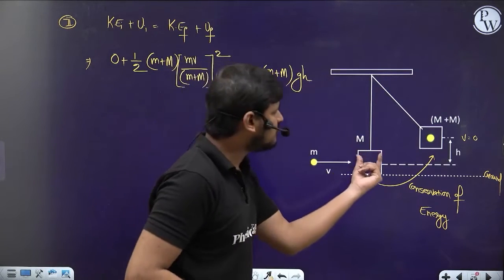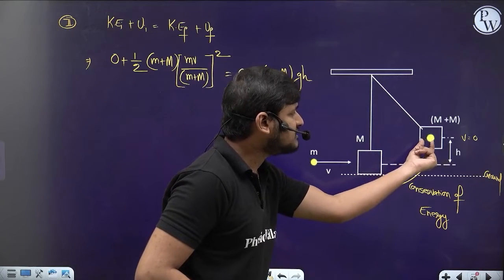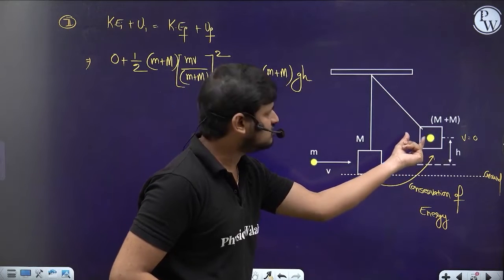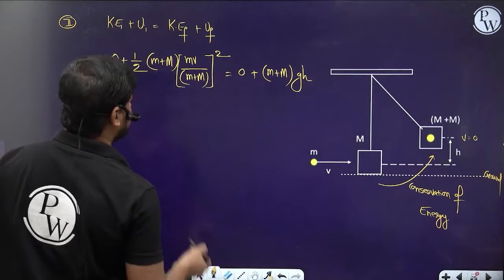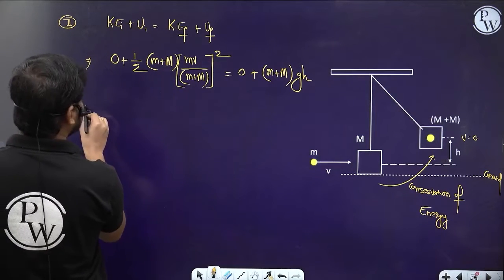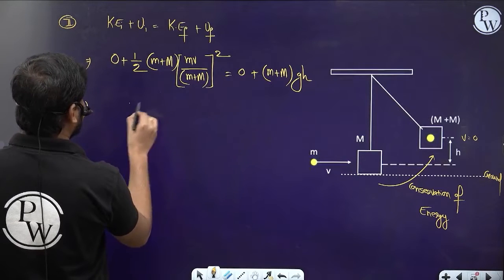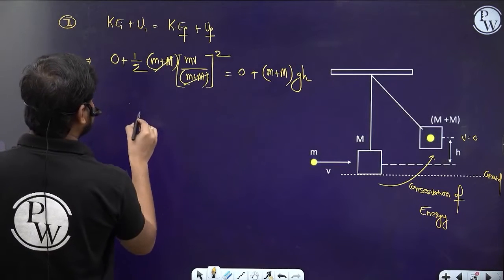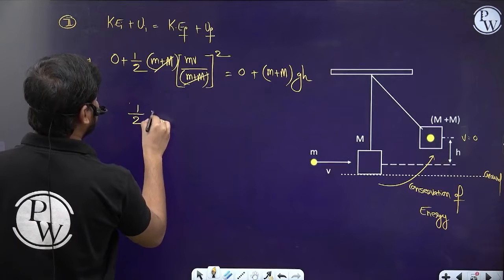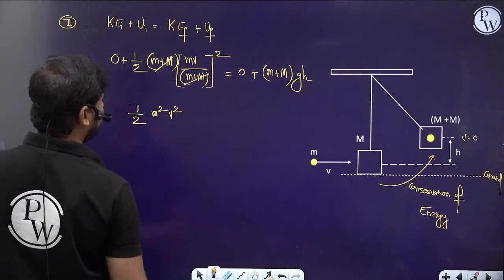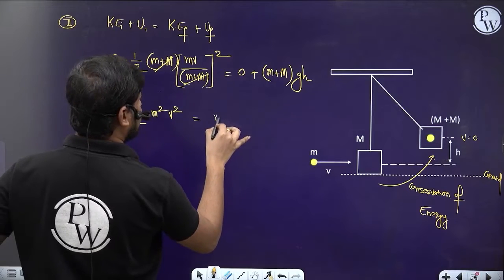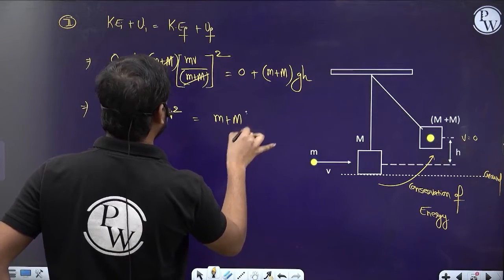So what is the total mass of this block? Bullet mass plus the wooden suspended block mass, so capital M plus small m, yes or no? Now just apply the concept. Here 1 and 1 get cancelled, so I can write half into, in the numerator, half m square v square will be there if we multiply, then here (M plus m) into gh.